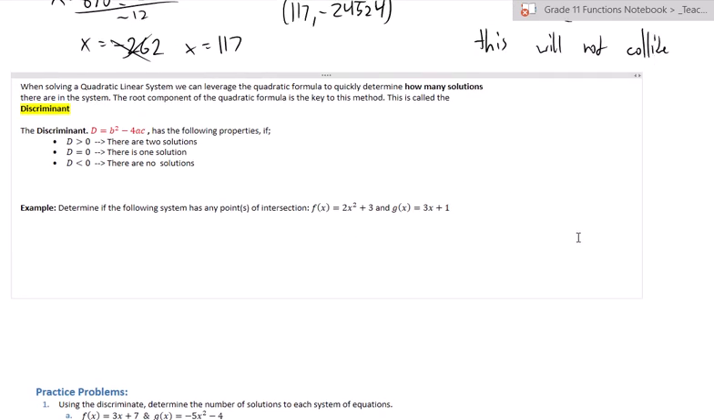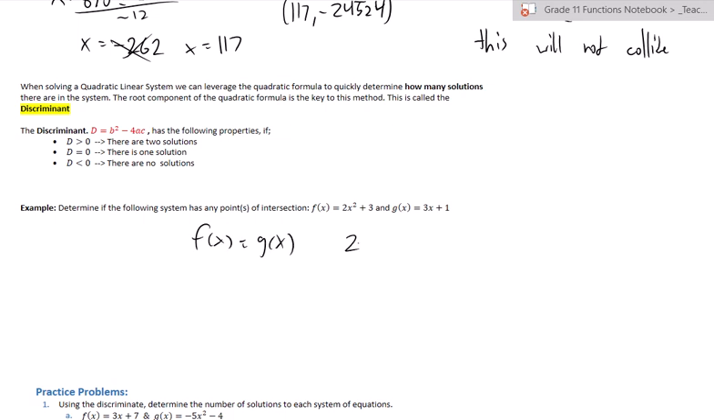So, for example, in this quadratic linear system, we want to check if there are any points of intersection. We have to first get this into standard form to plug into the discriminant formula. So setting f of x equal to g of x, that gives us 2x squared plus 3 equal to 3x plus 1. Moving everything over, we're going to get 2x squared minus 3x plus 2 equals 0. We have a, b, c.